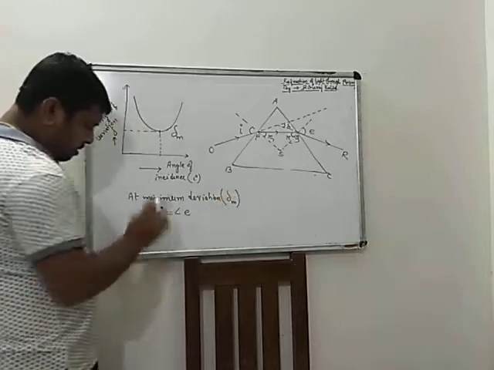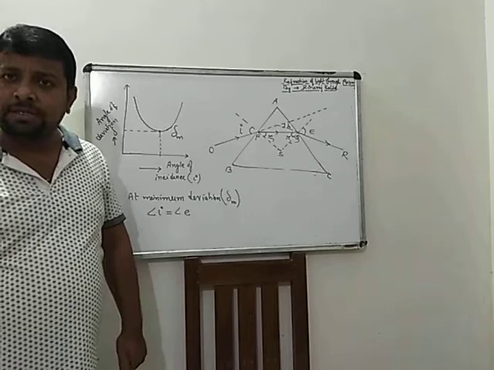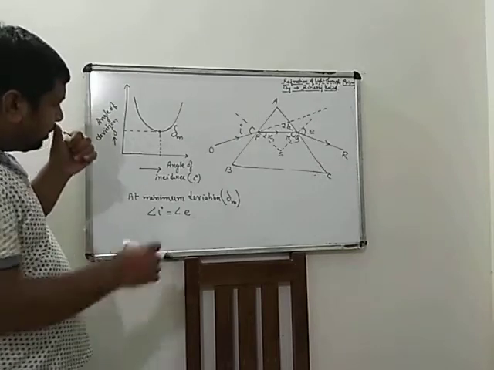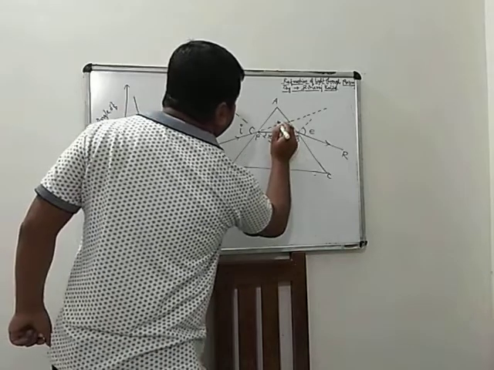Angle of incidence is equal to angle of emergence, and the refracted ray becomes parallel to the base surface. Okay? So next we discuss refraction through a prism.